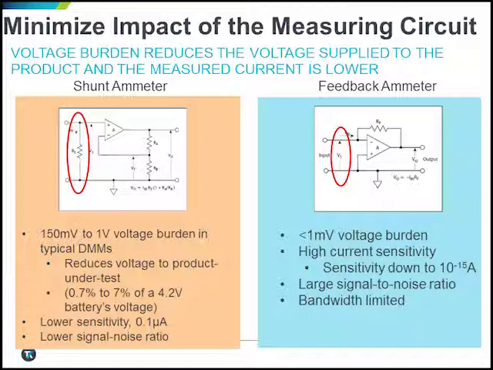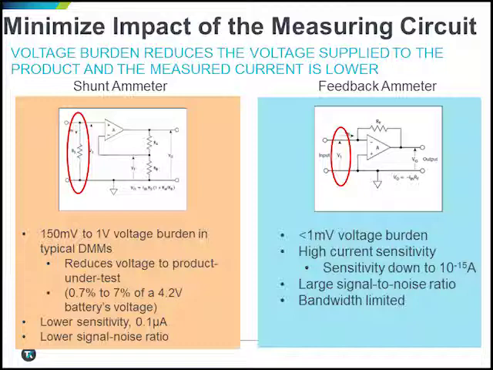I wanted to remind you that the act of making a measurement on a circuit or on the complete product most often causes a disturbance. Measuring current typically adds a voltage burden to the circuit, which reduces accuracy. Current measurement instruments use one of two topologies to measure current, the shunt ammeter or the feedback ammeter circuit. The shunt technique puts a resistor in the circuit and measures current by dividing voltage across a known shunt resistor. The shunt resistor has to be large enough to create a voltage that the instrument can accurately measure.